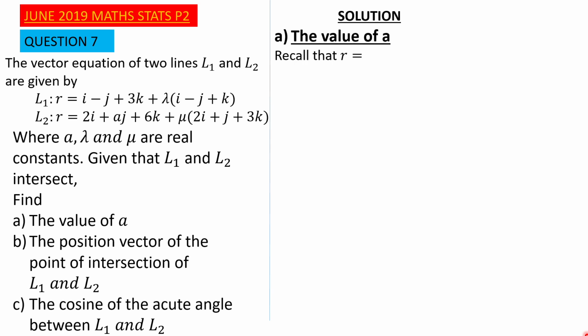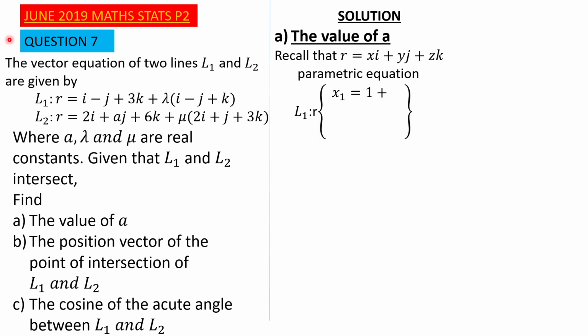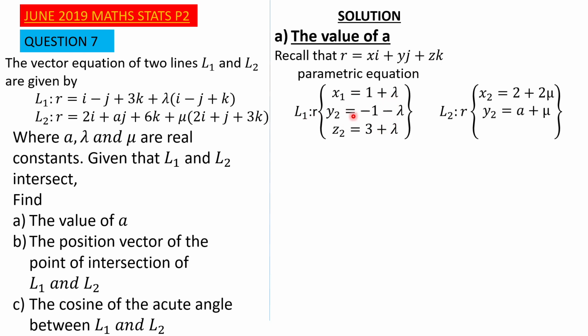First, we record our r: r is equal to xi plus yj plus zk. That's the general Cartesian form. So we write the parametric equations. To write the parametric equations, we equate coefficients. So for x the coefficient will be i, for y the coefficient will be j, and for z the coefficient will be k. So we just replace like that. So x1 is equal to 1, the coefficient of i, plus another coefficient of i, which is lambda, and so on and so forth.